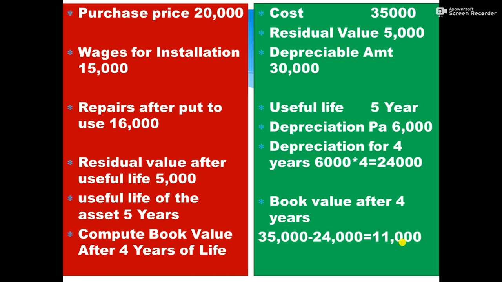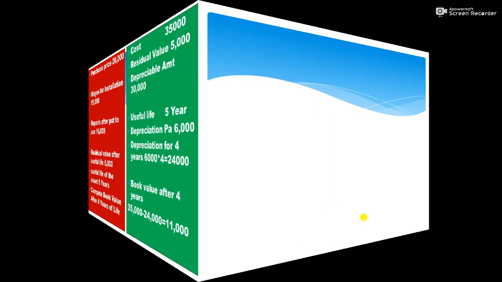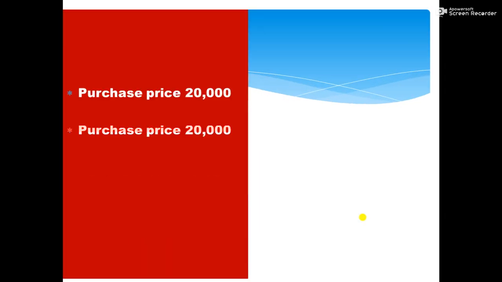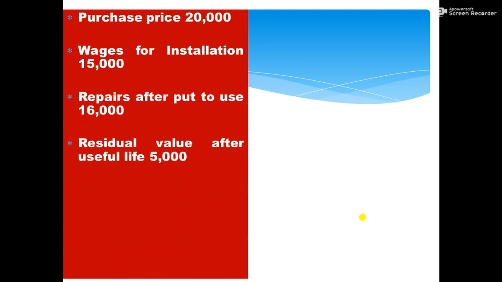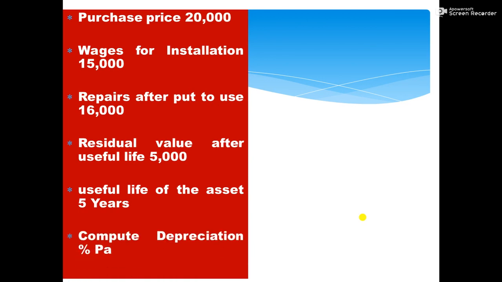Purchase price 20,000, wages for installation 15,000, repairs after put to use 16,000, residual value after useful life 5,000. Useful life of the asset 5 years, compute depreciation percentage per annum. We have to calculate the depreciation percentage on the cost of the asset.